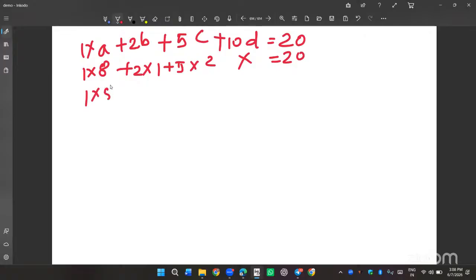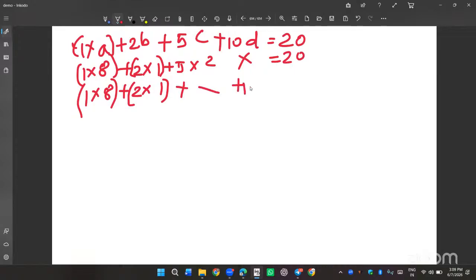Next, 1 into 8 plus 2 into 1, 10 kg total. Here we have to put the bracket properly, otherwise it will confuse you. Okay. So 10 kg. Now you leave this 5 kg plus 10 into 1 kg. So totally we get 10 kgs. This is the next method actually.